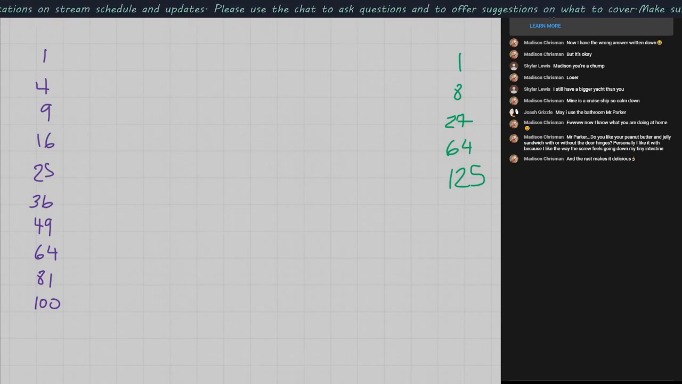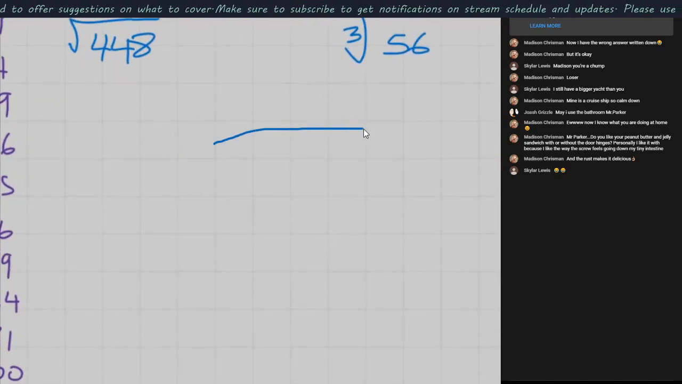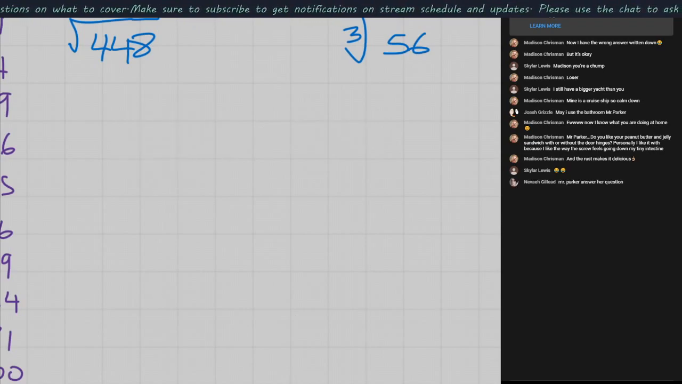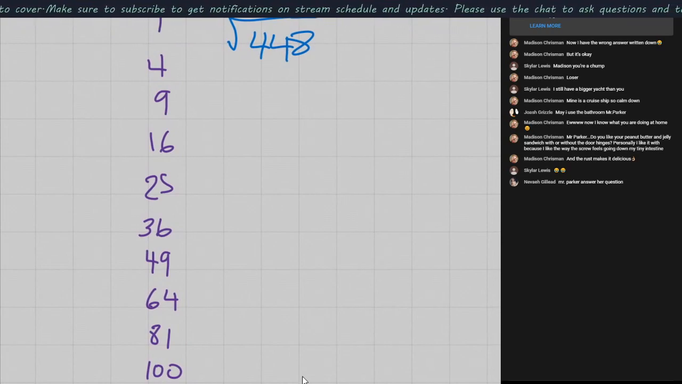So, I'm going to give you all two problems. The two problems are the square root of 448 and the cube root of 56. So what I am going to do though is I'm going to zoom in and we're going to move this out of the way. We're only going to focus on this one for right now.